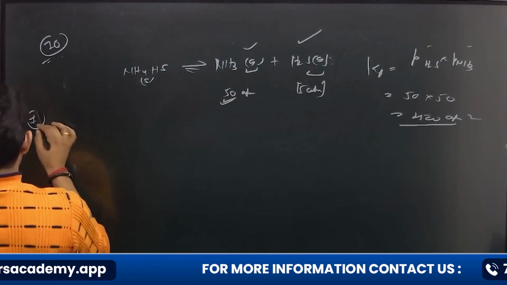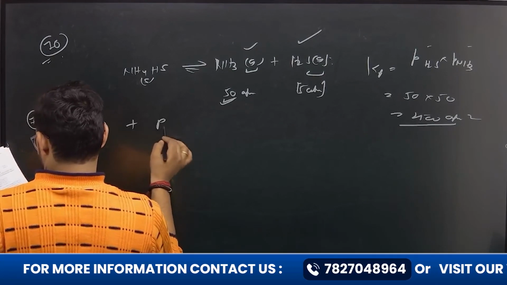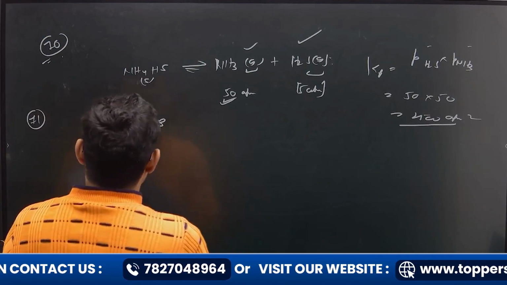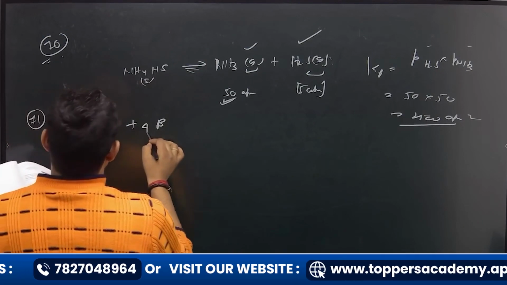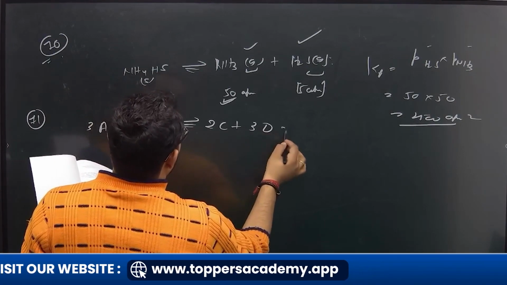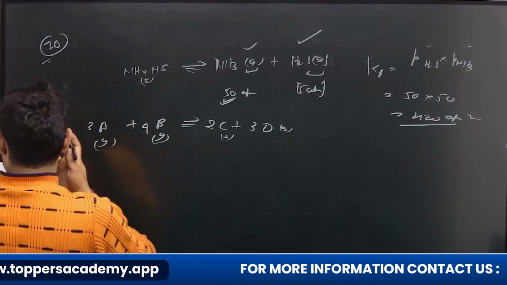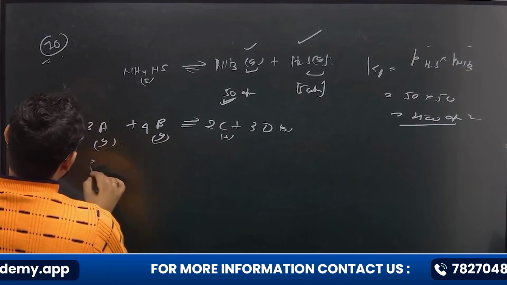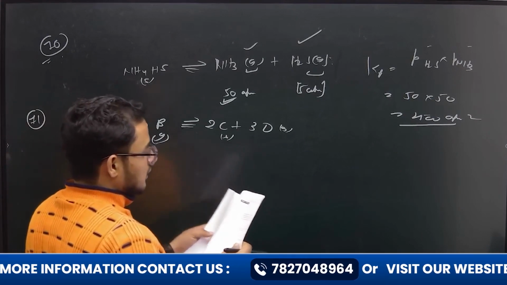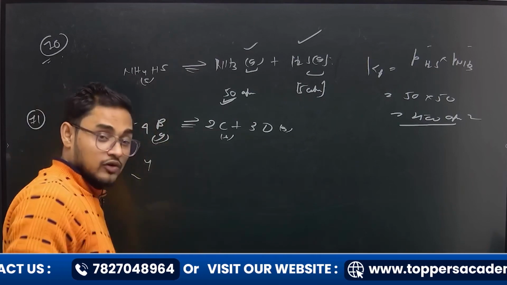Question number 71. A and B are mixed together and allowed to come to equilibrium. The equation is 3A plus 4B gives 2C plus 3D, all present in gaseous form. 3 moles of A and 4 moles of B are taken, and at equilibrium 1 mole of C is found.